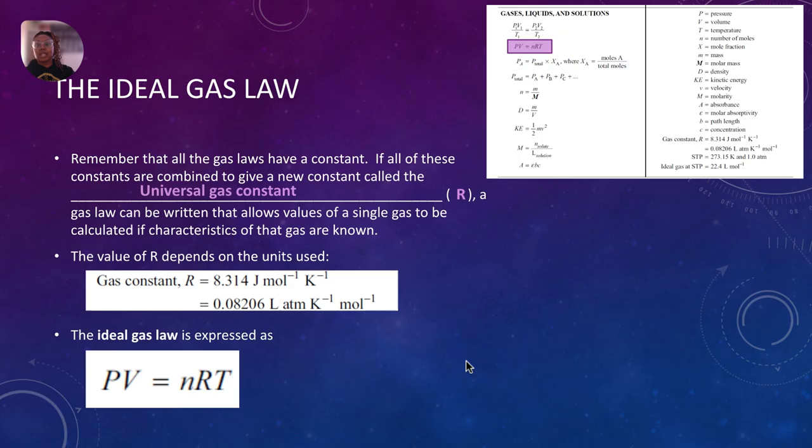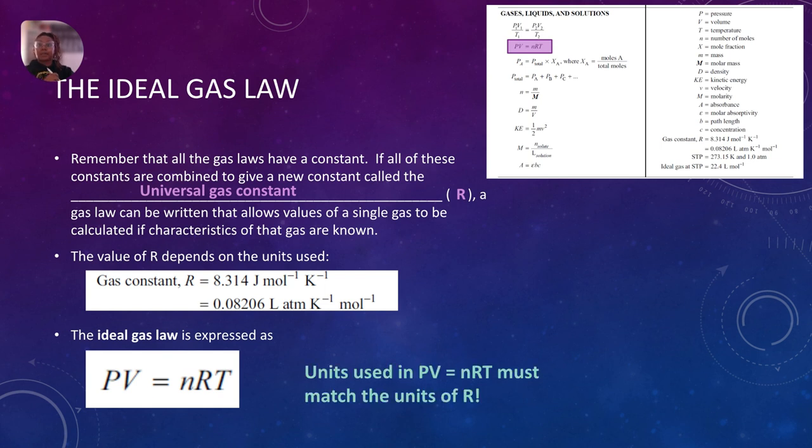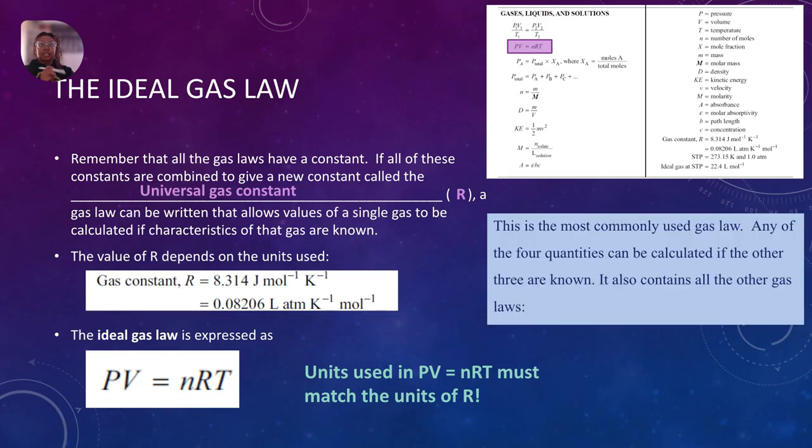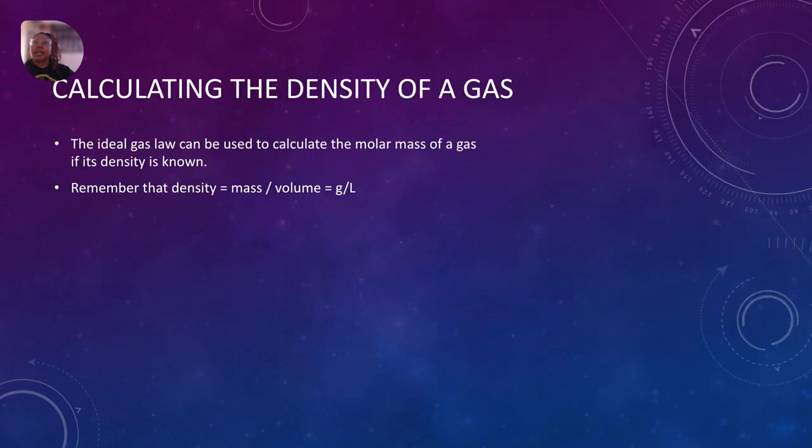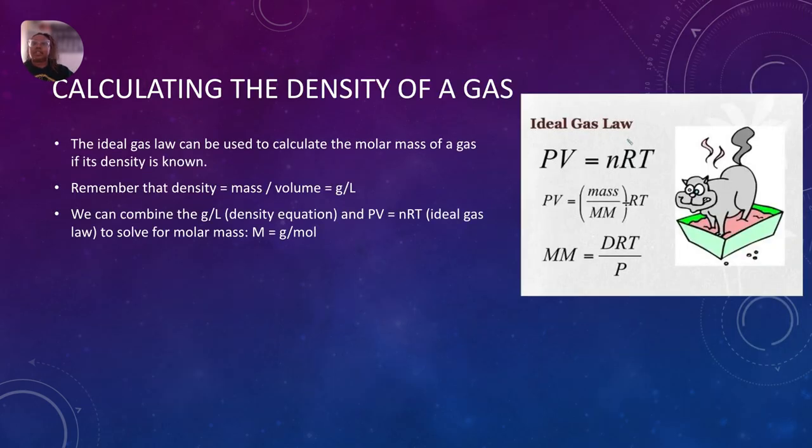Okay? The ideal gas law is expressed as P times V equals N times R times T. Okay? Which makes sense because if you rearrange it, we can divide P and V by N and T to get R. Makes sense, okay? All right. This is the most commonly used gas law. Any of them can be calculated if the other three are known, okay? So the ideal gas law can be used to calculate the molar mass of gas if the density is known. Remember that density is equal to mass divided by volume, D equals M over V, okay? Which unit-wise is grams per liter.